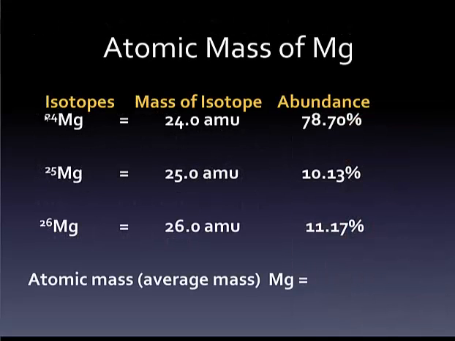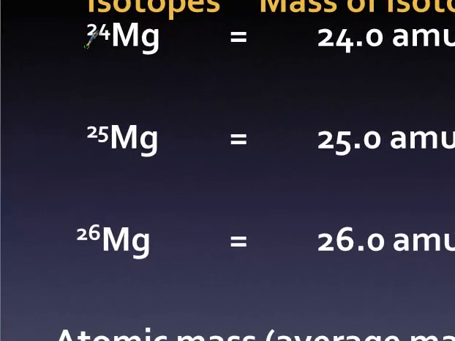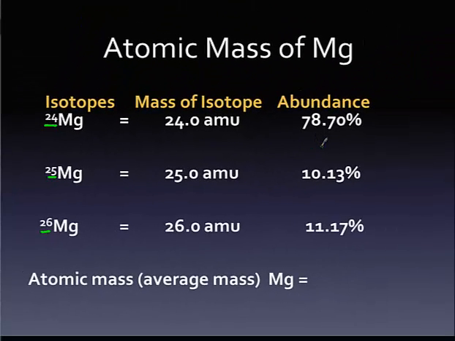Alright, so here's our example of how we calculate average atomic mass. The example we're going to be using here is magnesium. Now, magnesium exists as 3 different isotopes: magnesium 24, 25, and 26. And over on the right-hand side are our percent abundances. So 78.7% of all magnesium exists as magnesium 24, 10.13% exists as magnesium 25, and 11.17% exists as magnesium 26.